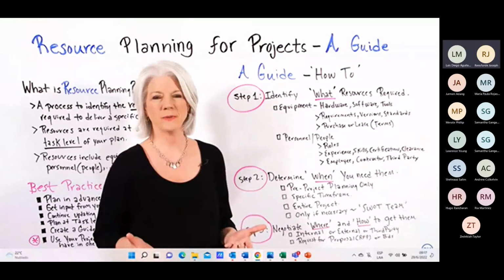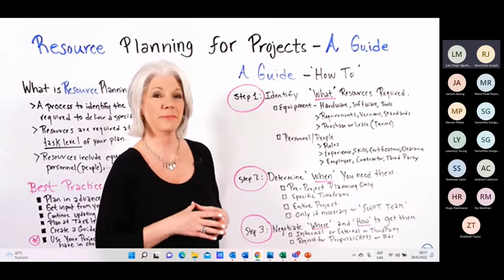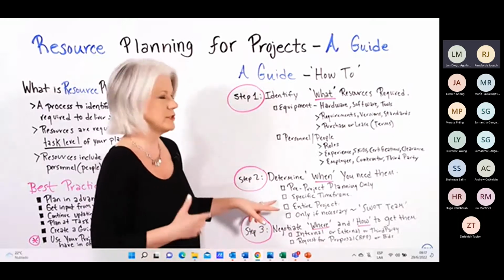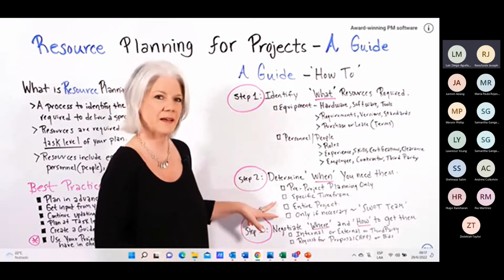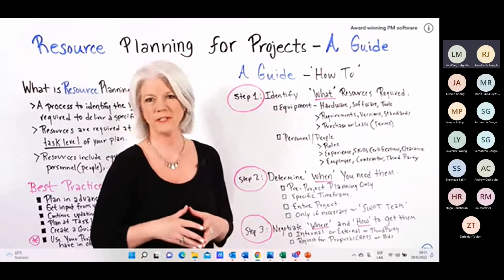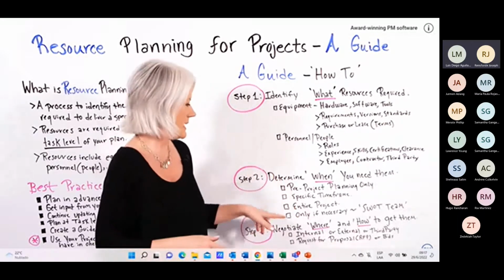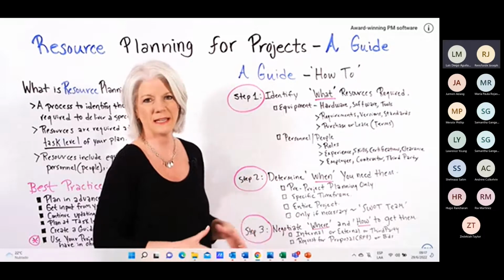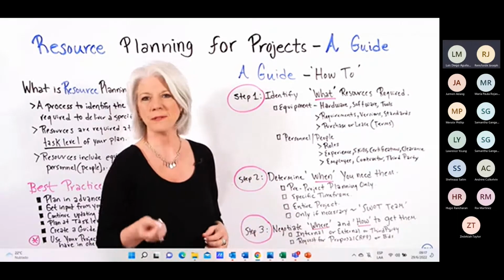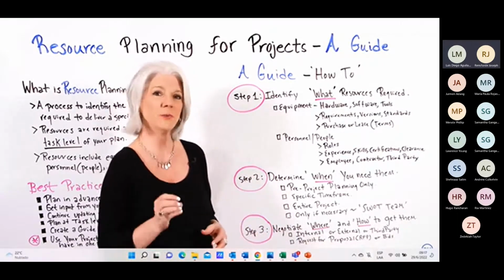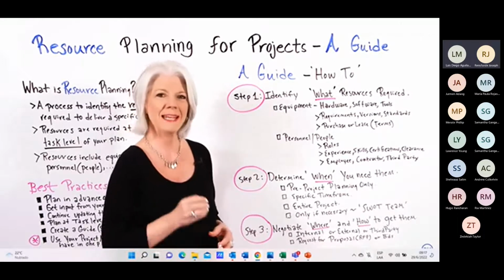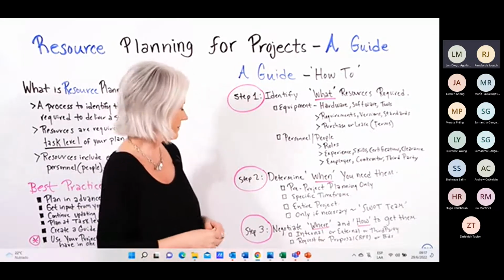So determine if you need these resources only during the pre-project planning phase, or do you need them just for a specific time frame? And there's some resources that you just need through the entire project. And then there's some resources like a SWAT team you only need maybe during a crisis situation, but you want to be sure that you planned ahead and that they're available when you need them.